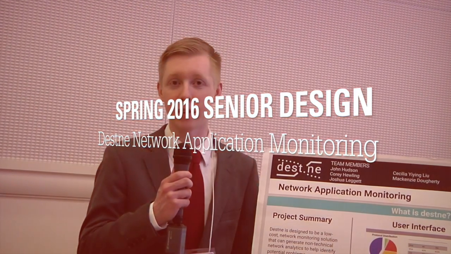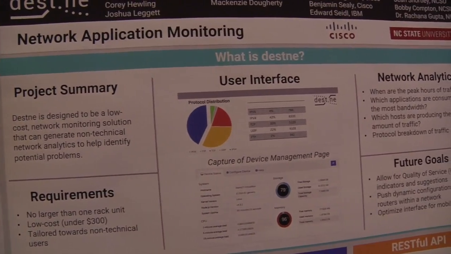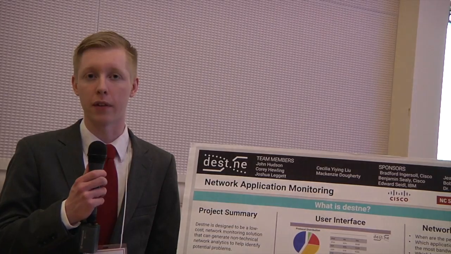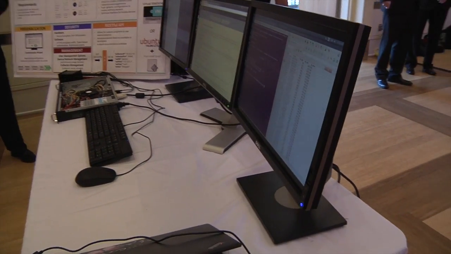Right, so we are Team Destiny, and our project was network application monitoring. My name is John Hudson, and I worked on the hardware for our system, as well as helped design some of the API and security aspects of the project.